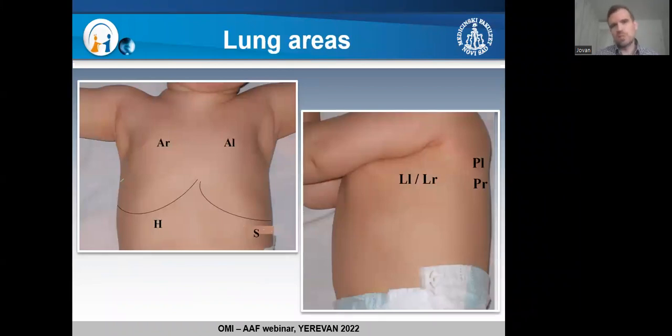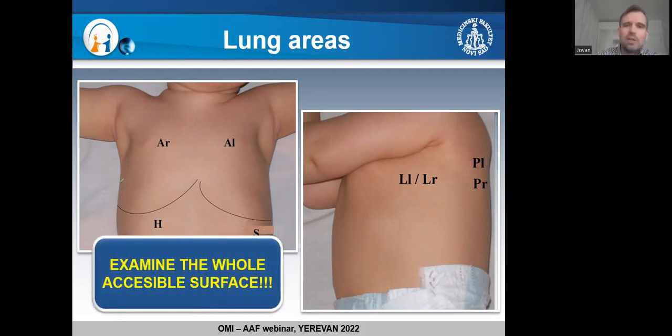We are using certain lung areas: anterior lung areas between sternum and anterior axillary lines, then lateral lung areas between anterior and posterior axillary lines, and posterior lung areas between posterior axillary lines and vertebral column. However, this is the transthoracic approach, and we are also using the transhepatic and transsplenic approach to both lung bases. So we use both transabdominal and transthoracic approach.